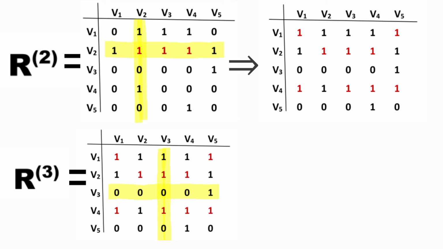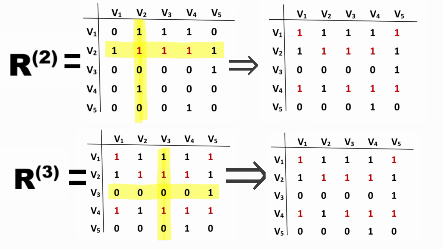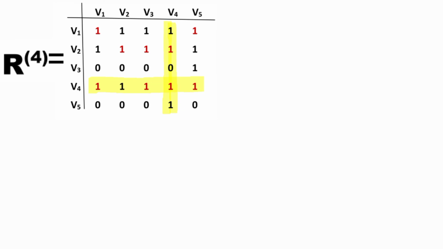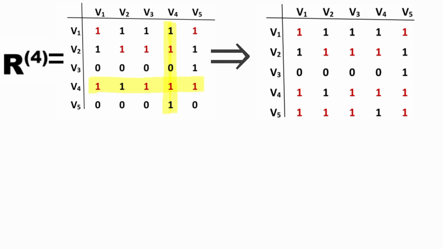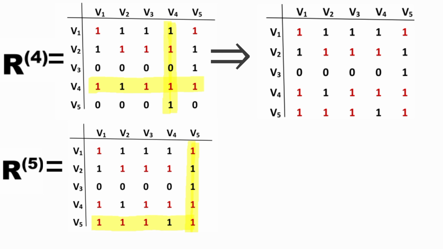Again, highlight the third row and third column to get R3. R3 is the same as the R2 matrix because there is no new path at all. In R4, there are four new paths in row V sub 5, which are V sub 1 to V sub 5, V sub 2 to V sub 5, V sub 3 to V sub 5, and the last, V sub 5 to V sub 5.